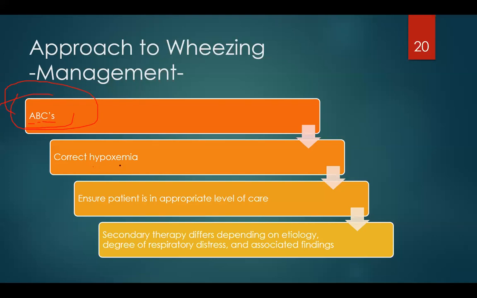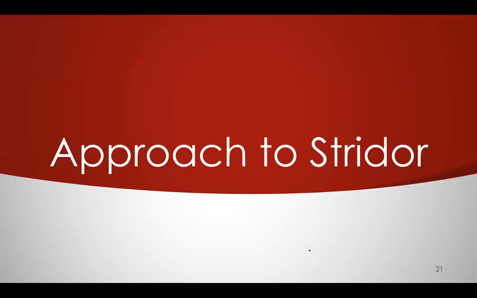We want to correct any hypoxemia that we might find. We want to correct that right away. We want to ensure that the patient gets the appropriate level of care. Secondary therapy differs depending on what the etiology may be. This depends on the degree of respiratory distress, associated findings, and what we find from our workup.